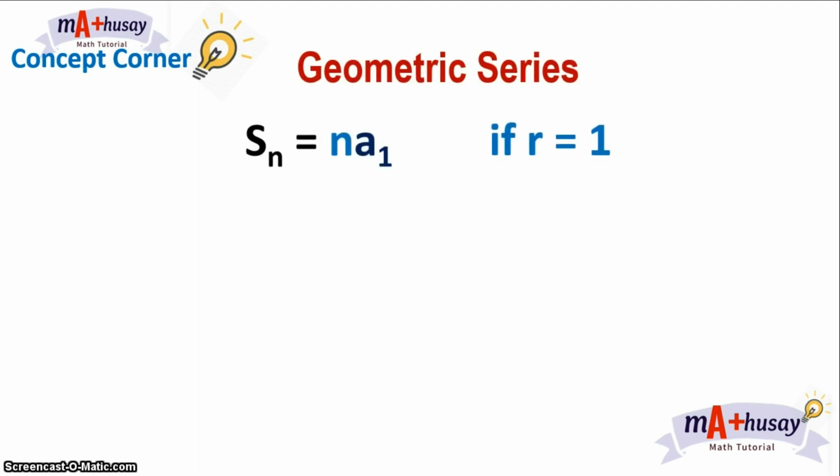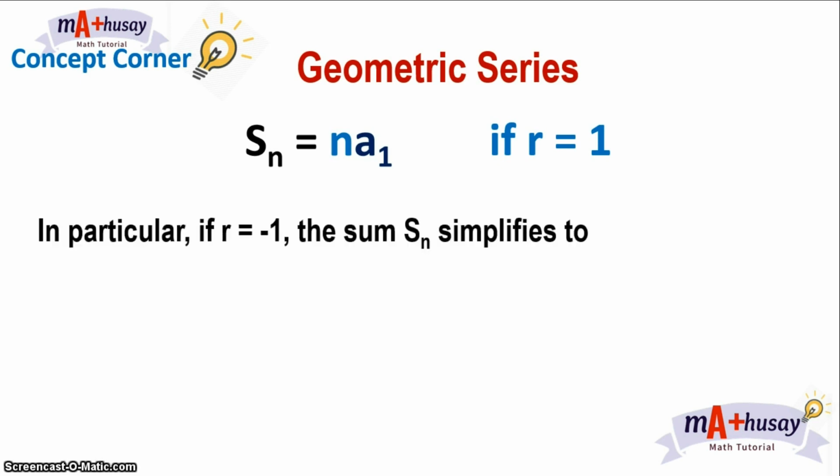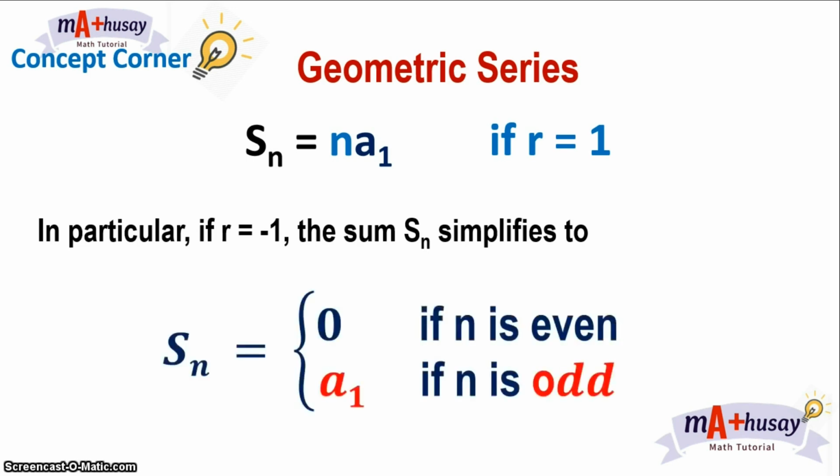So let's go back to our MATHUSAY concept corner. We will use S sub n equals n times the first term if r is equal to 1. On the other hand, if r is equal to negative 1, then the sum S sub n simplifies to the following. If r is equal to negative 1, the sum will be 0 if the number of terms is even. The sum will be equal to the first term if n is odd. So let's take these examples.